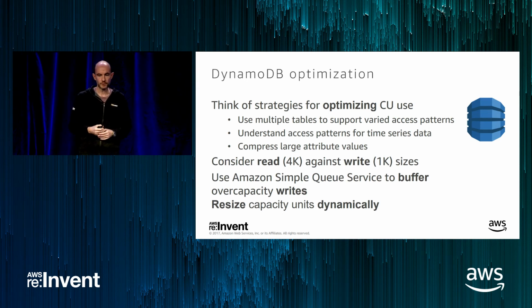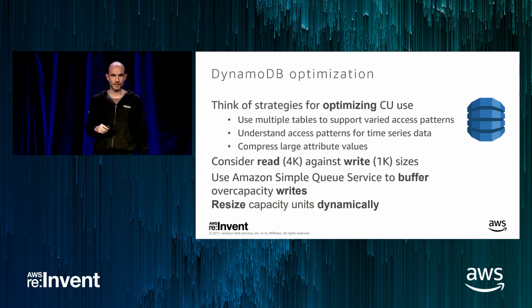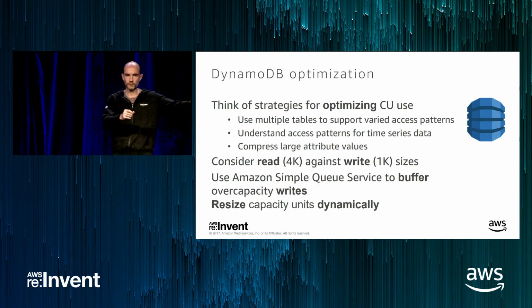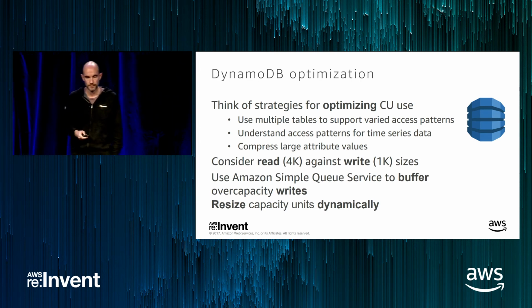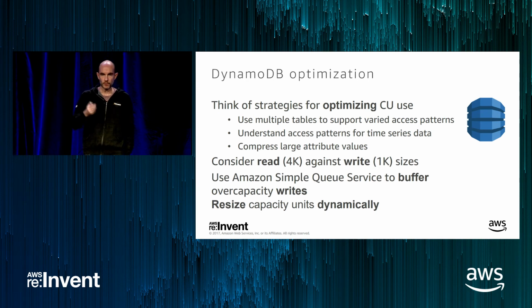But many times you can actually be a little bit more creative in how consistent you want to be with some tables. And then Amazon SQS is a great way to buffer writes. Think of it as inverse caching. Like in the same way you can save through caching for reads, you can save through buffering in SQS for writes. And the other thing is, those capacity units are not set in stone.